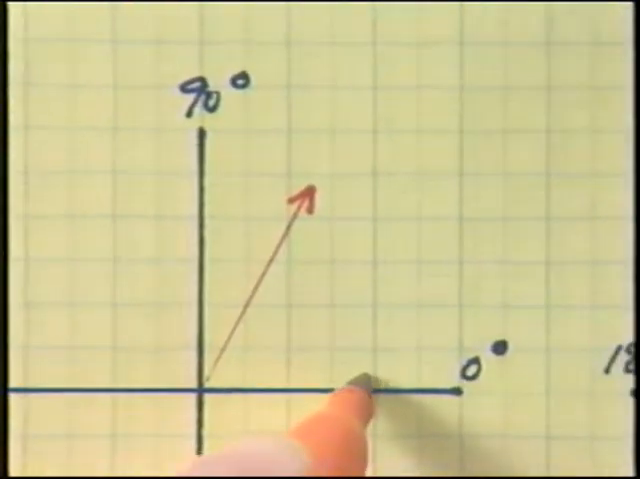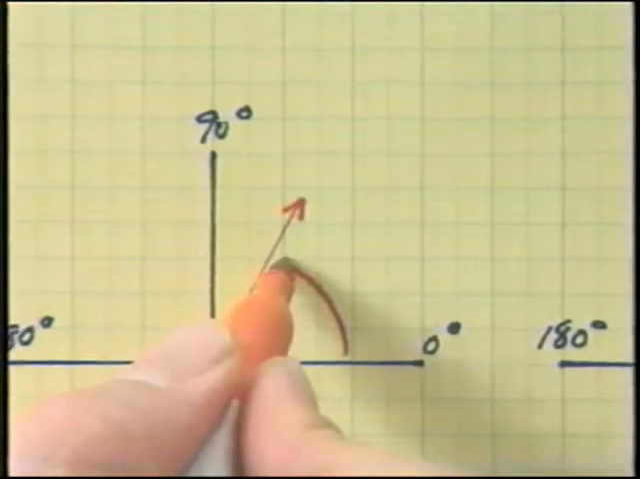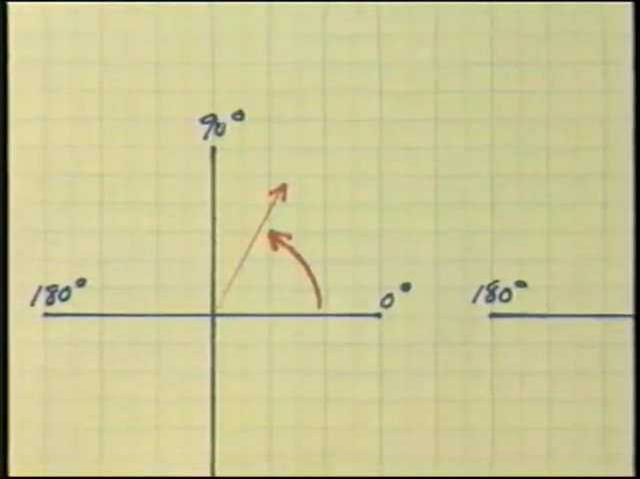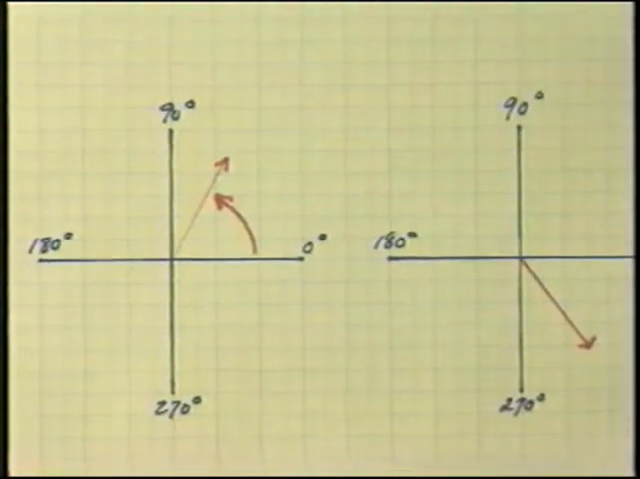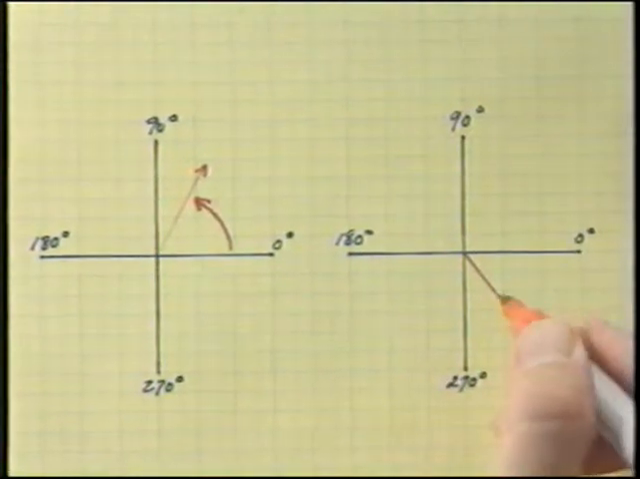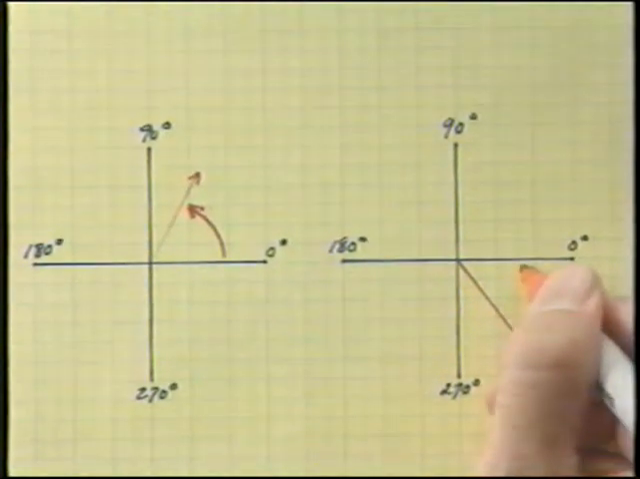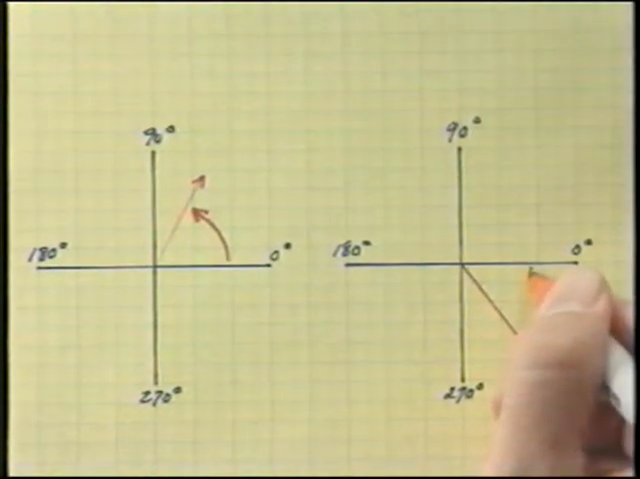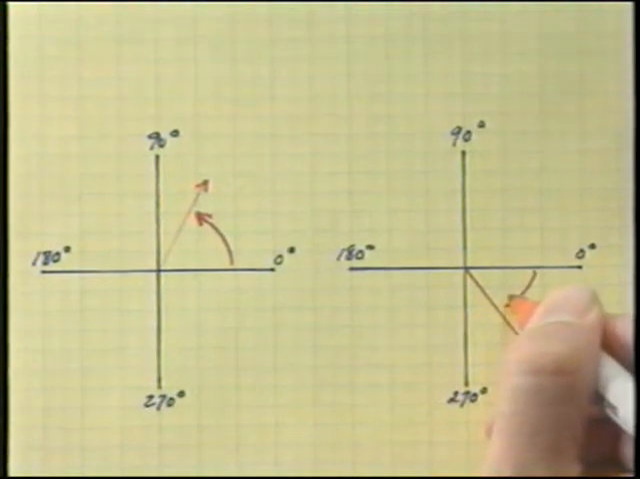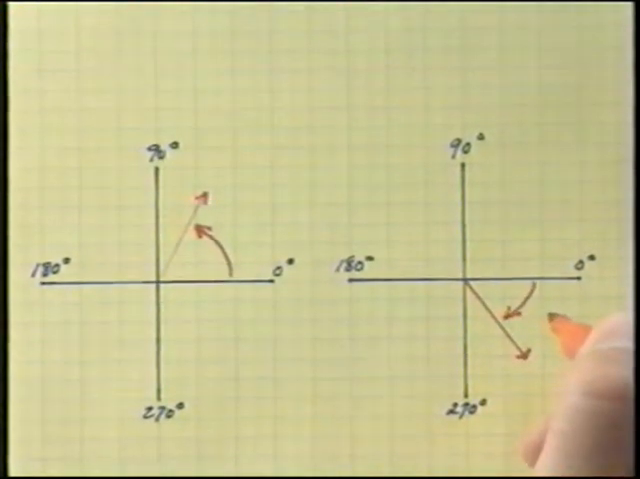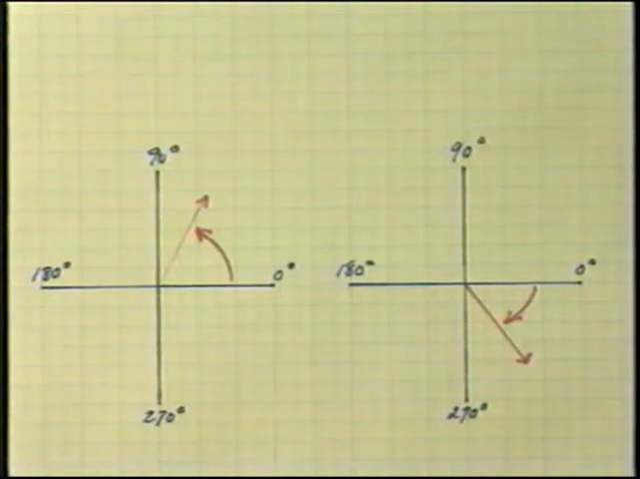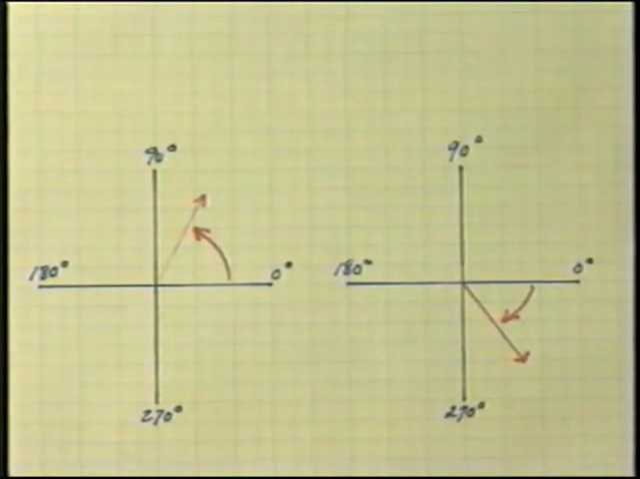You've already seen how a positive phase angle is measured by moving counterclockwise from the 0-degree x-axis. This direction is used to represent a phasor that leads another. A negative phase angle, on the other hand, is measured clockwise from 0 degrees on the x-axis. It's used to represent a phasor that lags another.